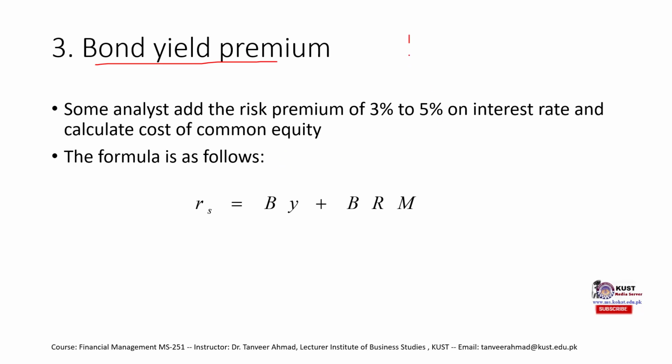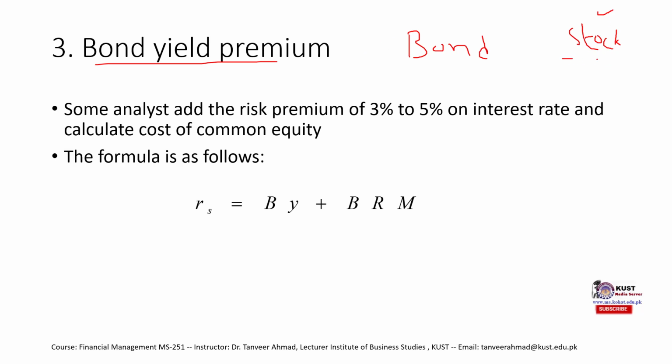Remember, we have bonds and then we have stocks. Which one is more risky? Obviously, stock is more risky, bond is less risky. Bonds have a specific pre-decided interest rate that is paid irrespective of the profit or loss.